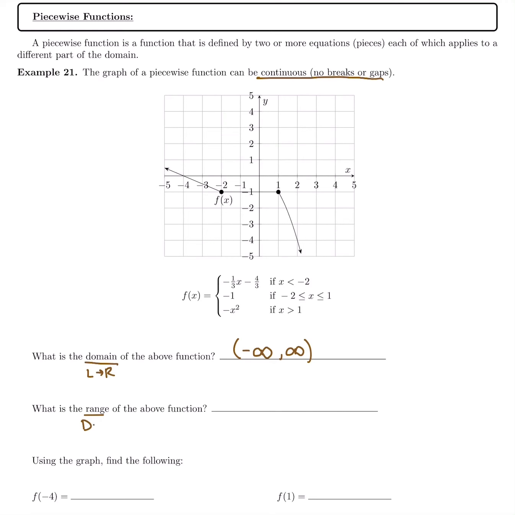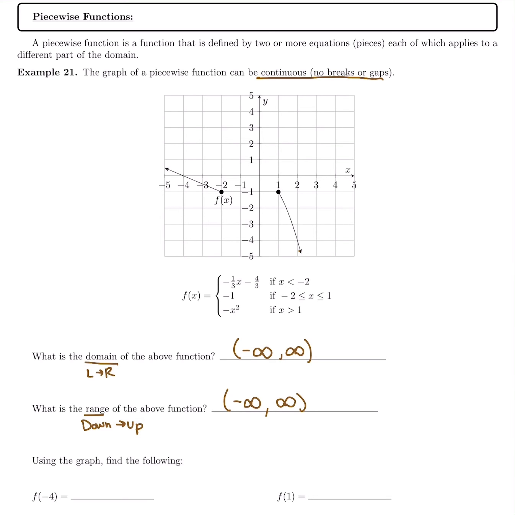Range is reading down to up on the graph. We're looking at the y values. So reading down on the graph, here's the lowest point of the graph, and it looks like it's going down to negative infinity. And then as we go up, there's an arrow that says it keeps going, so it looks like it's going to positive infinity. It's going to keep going up as the graph continues. So it's going down on one side and up to the other. Down to negative infinity, and also up to positive infinity. So the range is going to be all real numbers there too.